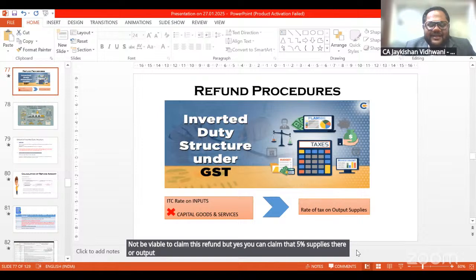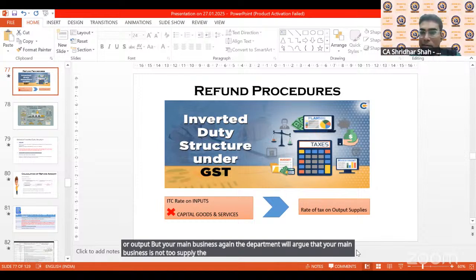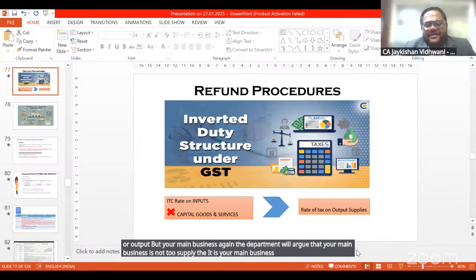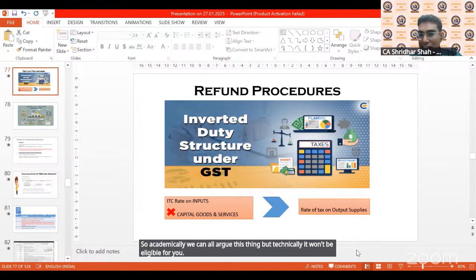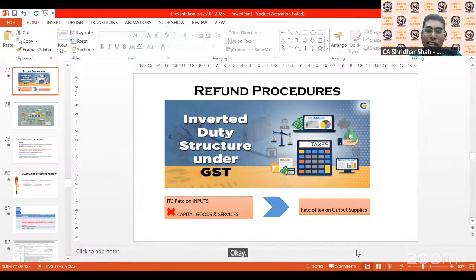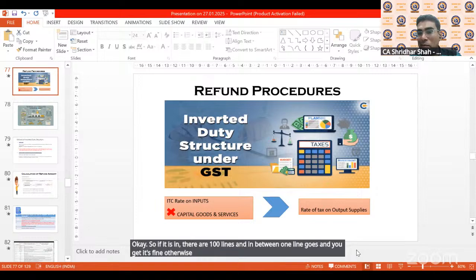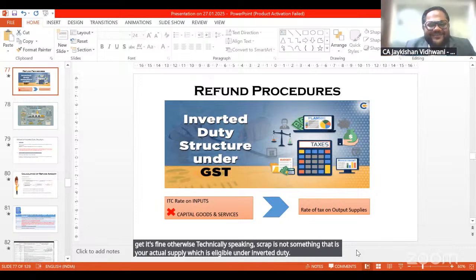But your main business, the department will argue, is not to supply the scrap. Your main business is to supply that. So academically, we can all argue this, but technically it won't be eligible for you. If there are 100 lines and one line goes in between, it's fine. Otherwise, technically speaking, scrap is not your actual supply, which is eligible under inverted duty.